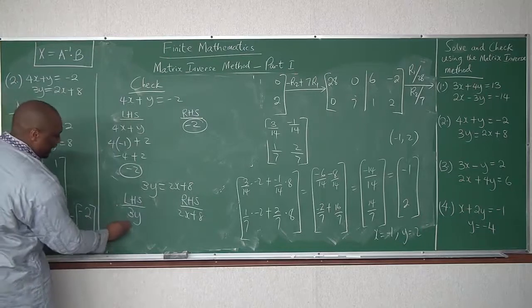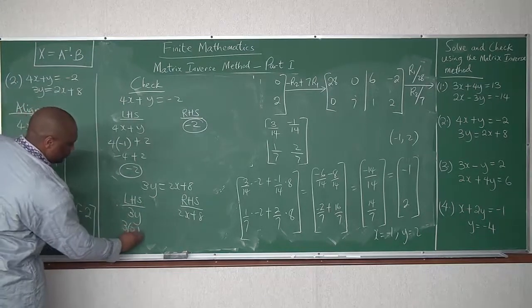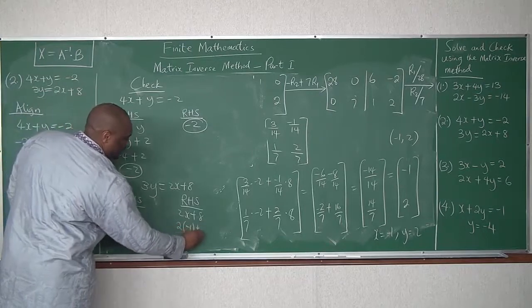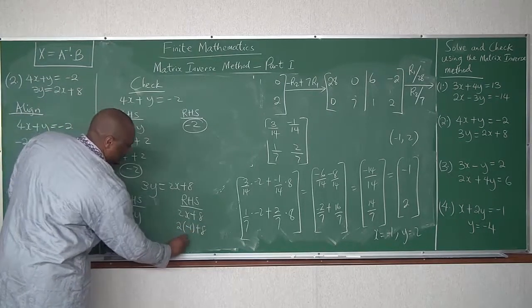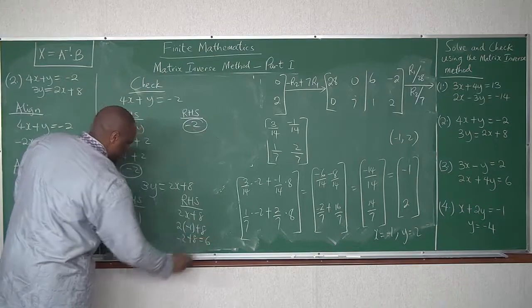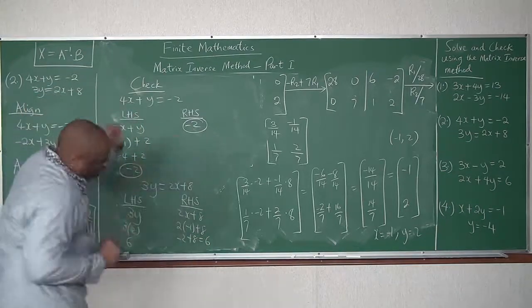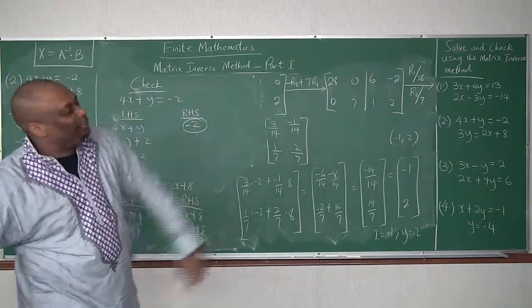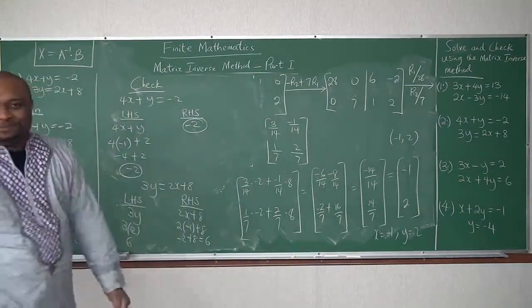This is 3 times 2, which is 6. And this is 2 times negative 1 plus 8, which is negative 2 plus 8, which is 6. And then you know that. Yeah, now you got it right. Okay?